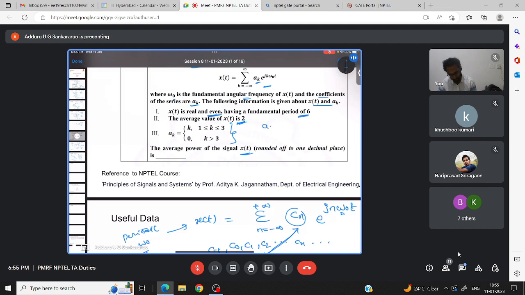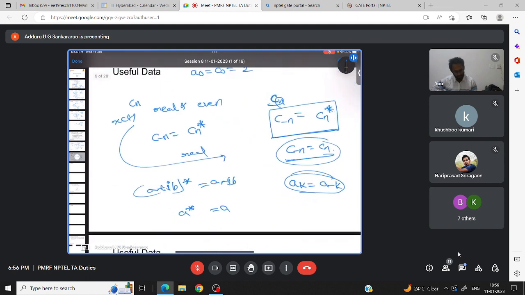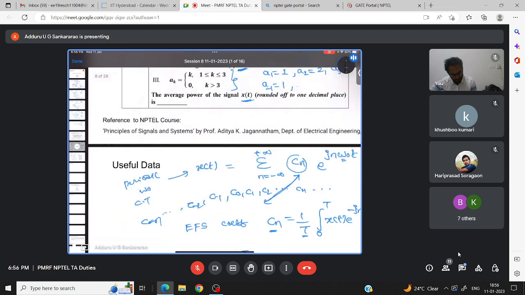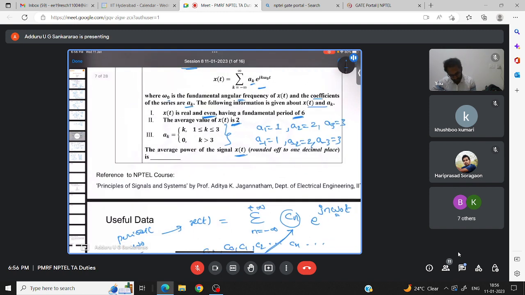So A1 equal to 1, right? A2 equal to 2, A3 equal to 3, right? From k equal to 1 to 3, AK is nothing but k. For k greater than 3, AK is 0. Now what is A minus 1? A minus 1 they have not given, but A minus 1 is 1 because AK equal to minus AK, real and even. So A minus 2 is 2, A minus 3 is 3. A naught we already got, A naught equal to 2.